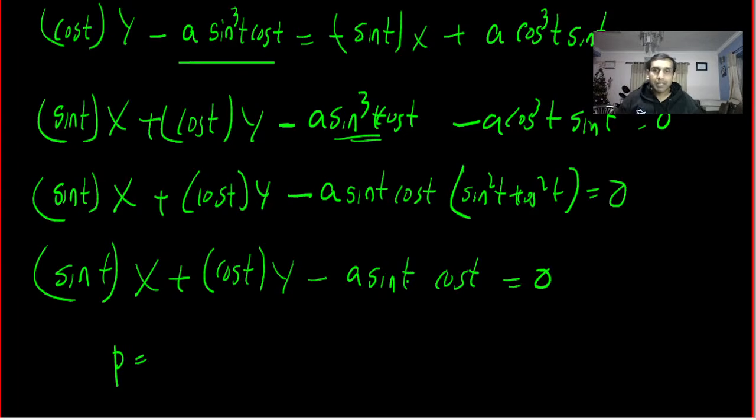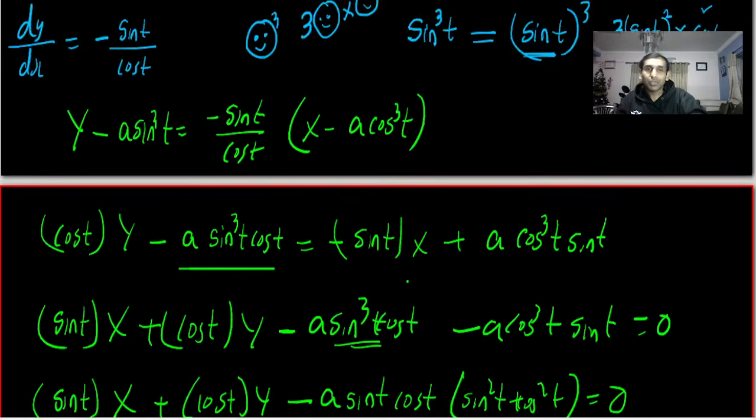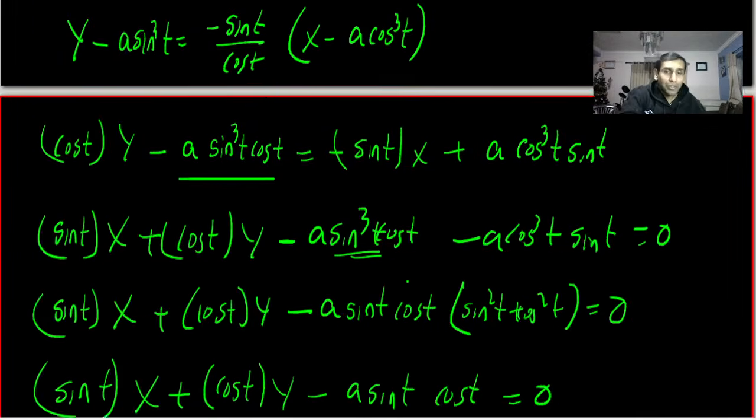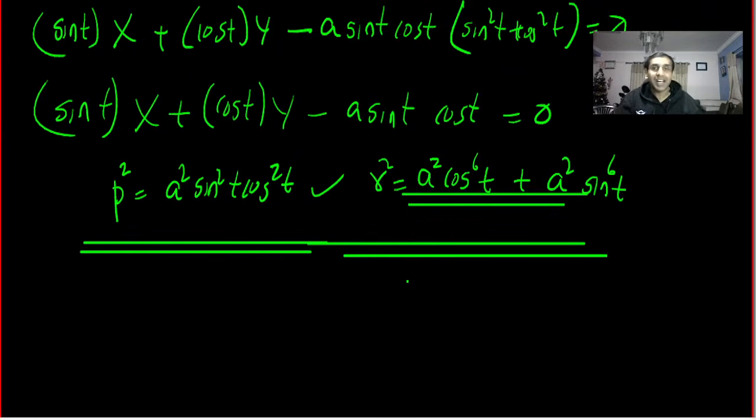So find p. p is given by, I'm going to go super fast. p square will be a square sin square t cos square t. I skipped 2 steps. Think about it. And r square will be x square plus y square. So that will be a square cos to the power 6t plus a square sin to the power 6t. Okay, now comes the most important part, that is this formula. So I'll give you a hint and I want you to comment below the answer. How will you destroy this r and p?